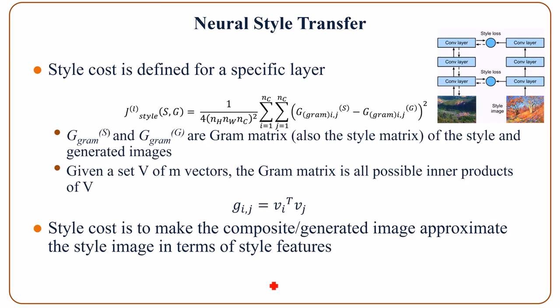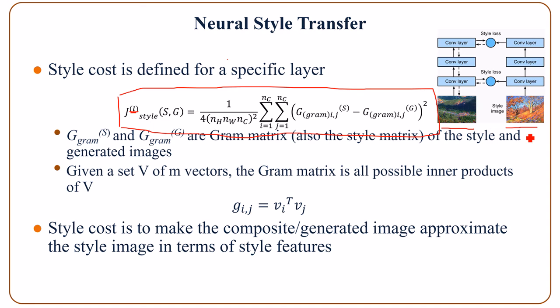Now we talk about style cost. Style cost for a specific layer L is defined by the function J. Basically it measures how much the style image is different from the composite or the generated image. Looking at the illustration on the top right corner, we have the generated or the composite image on the left and the style image on the right.